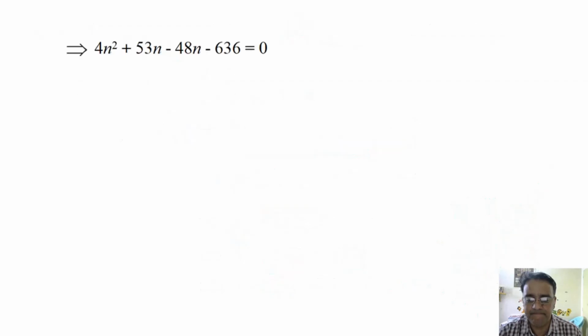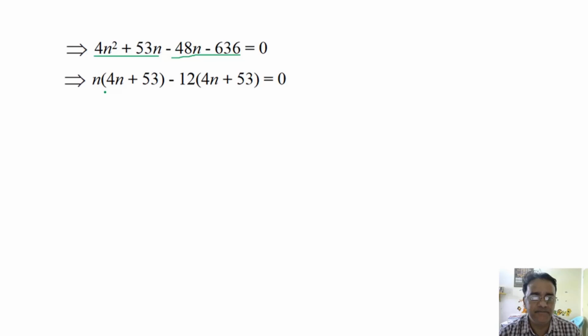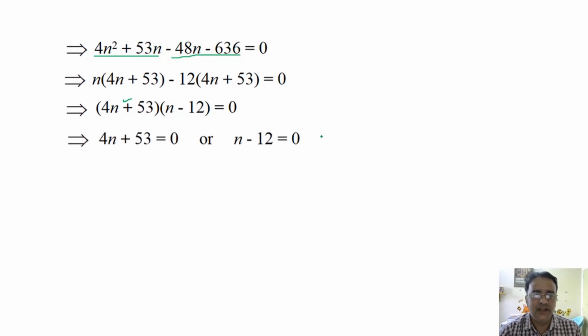Yes, sir. Okay, fine. Now what is common between these two? n. And what is common between these two? Minus 12. Right, we'll take it common. Then we'll get the factors (4n plus 53) into (n minus 12). Now if you equate with 0, you will get one value 12, and the other value minus 53 by 4.